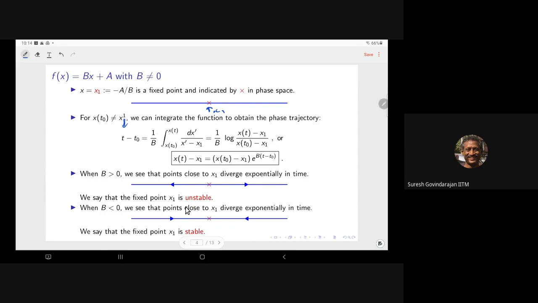So t minus t naught is 1 by b into this thing, and we'll do it in the neighborhood of... did I make any approximation here? No, I didn't. Okay, so then what we get is something like this. We're able to do this integration. We get x of t minus x1 is equal to x of t naught. If you wish, you could define a new variable y, which is x minus x1, and then this equation will look like y of t equals y of t naught times e power b into t minus t naught. Okay, so this is what we get.